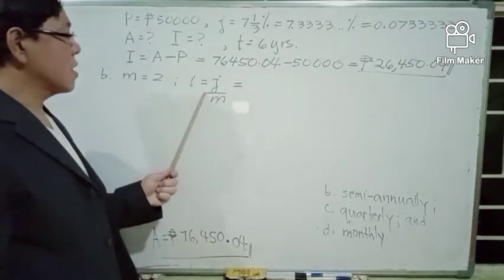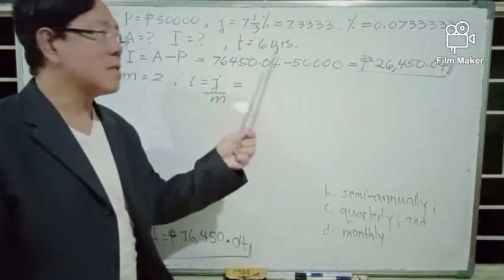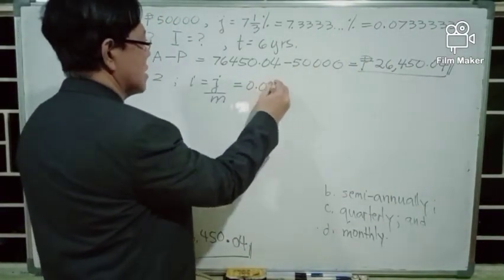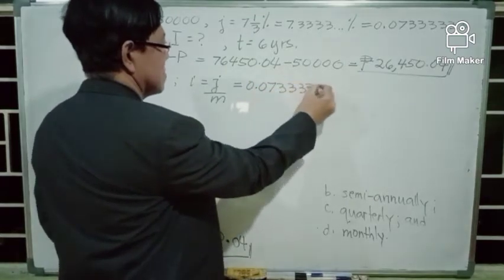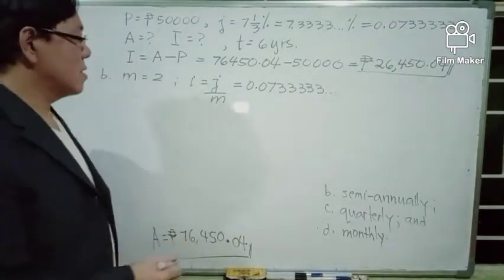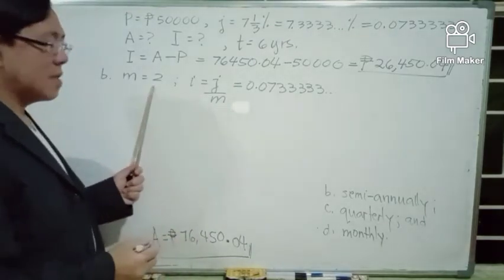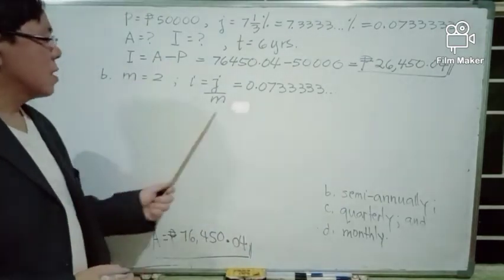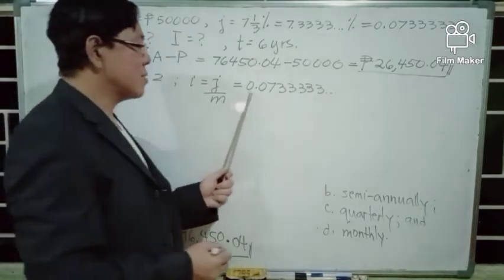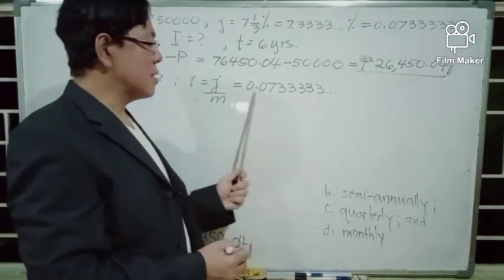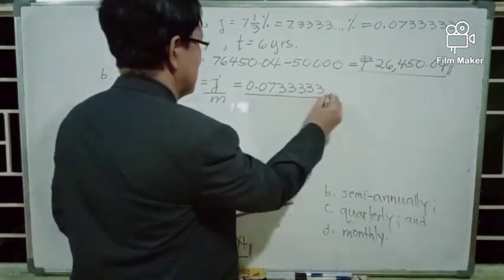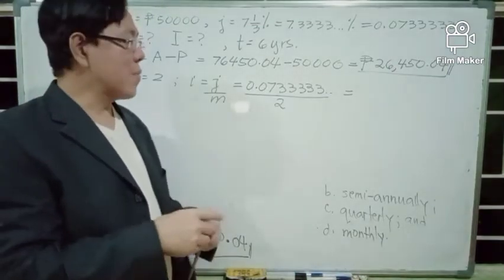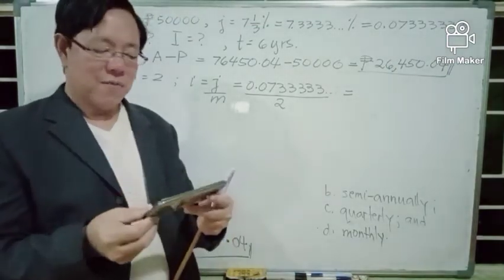Our compound interest rate per year is 7 1/3%. In decimal number, 0.0733333, where 3 is repeated without end. Divide by M, because in letter B, the compound interest rate is compounded semi-annually. M is 2, so we divide J by M. J is 0.073333. We divide this by 2. Again, you take all the decimal numbers because we will only round off in the final answer.